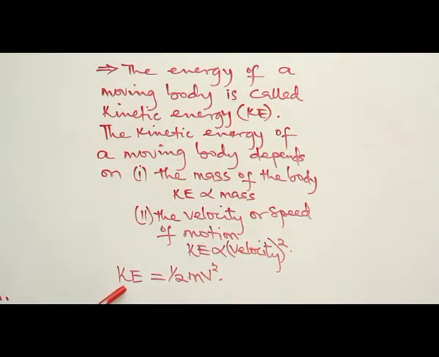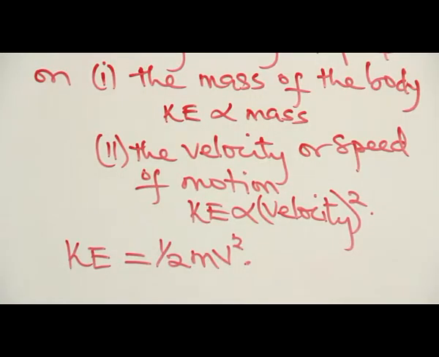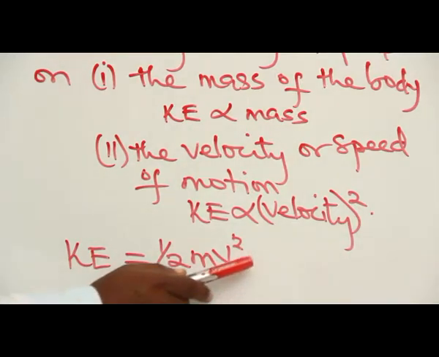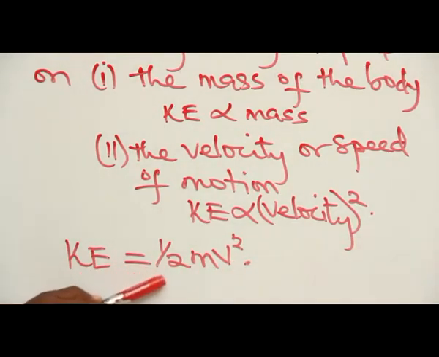The formula for determining kinetic energy is half mv squared, m for the mass, v for the speed or velocity. The formula for determining the kinetic energy of a body is half mv squared. KE is equal to half mv squared, where m is the mass and v is the velocity or speed of motion of the body.